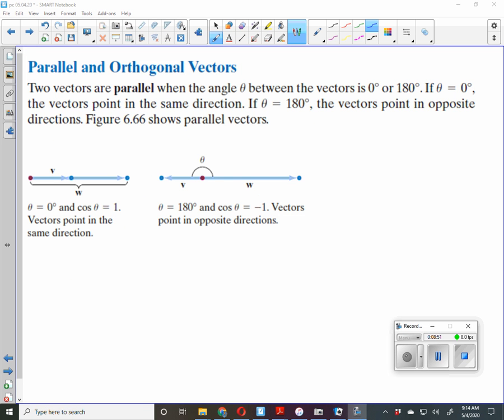Two vectors are parallel when the angle between the vectors is either 0 or 180. So that sort of implies that the vectors are either like this, or maybe your vector is like this, just going the opposite direction. If theta equals 180, then the vectors point in the opposite directions. That's what that's saying up there. And you've got a good representation of these here.